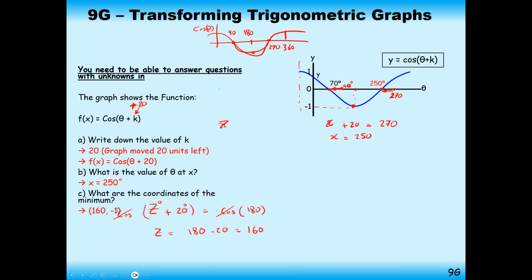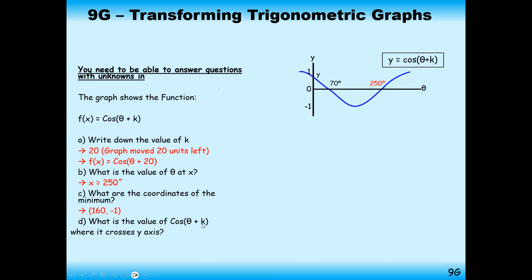Okay, and they've written it here as a coordinate. So the last part of the question is asking what is the value of cos of theta plus k where it crosses the y-axis. Let me get rid of my writing here for the previous part. We know the value of k is 20, and we are basically asking what's the y-intercept here? When does it cross the y-axis means what is the y-intercept?